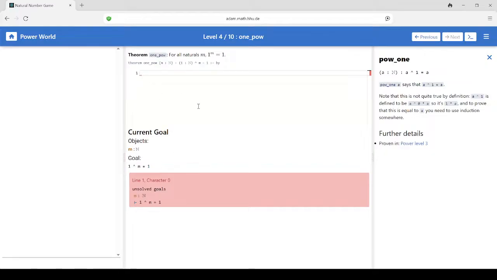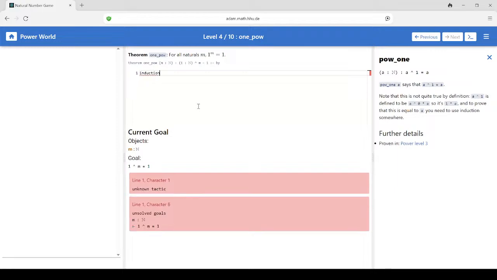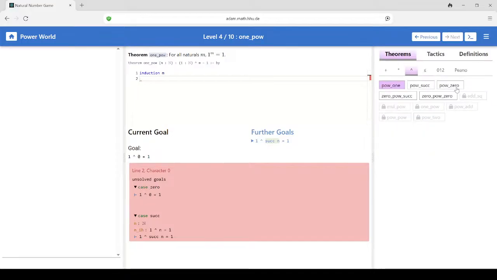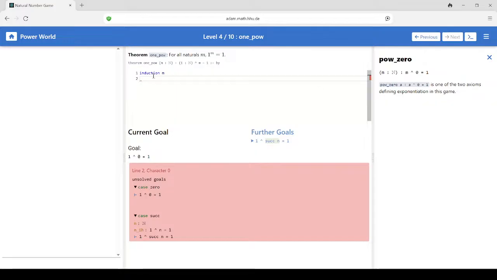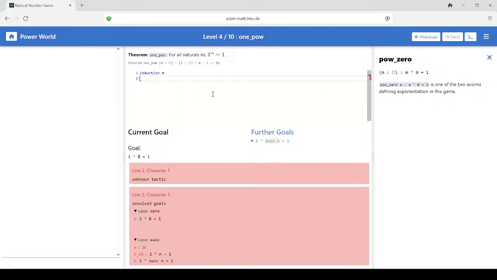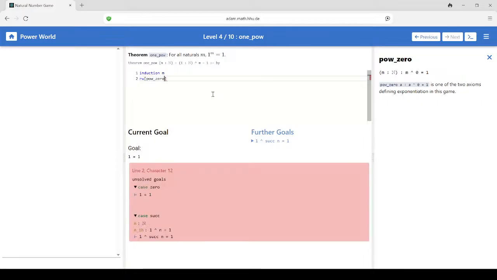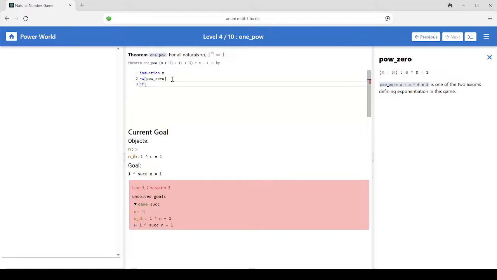Still, we might have to use induction on m. And so if it equals 0, then that's easy. We just use pow 0. Anything to the power of 0 is 1, and we reflect. But if m is a number, not 0, a successor of n, then what?